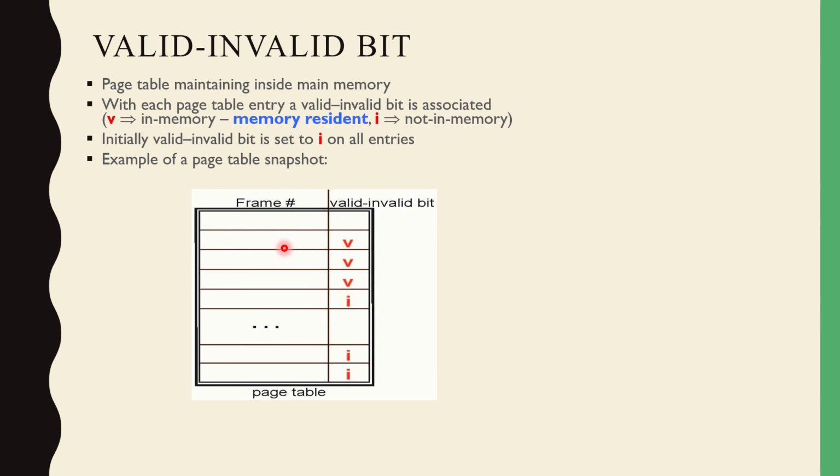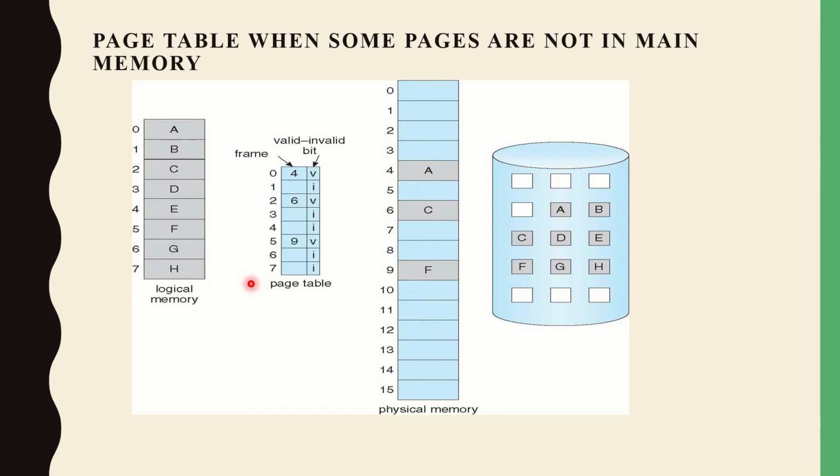So if a particular page of a process is there in the main memory, then for that particular frame you mark a valid bit, V. If that particular page is not there in the memory, then you mark it with an invalid bit, I. We can explain this in more detail with this figure.